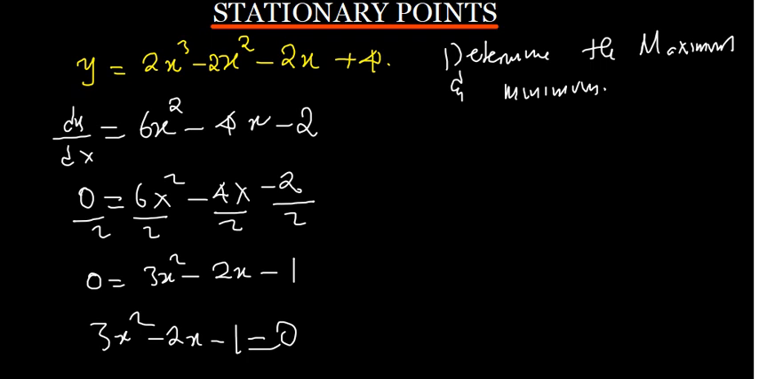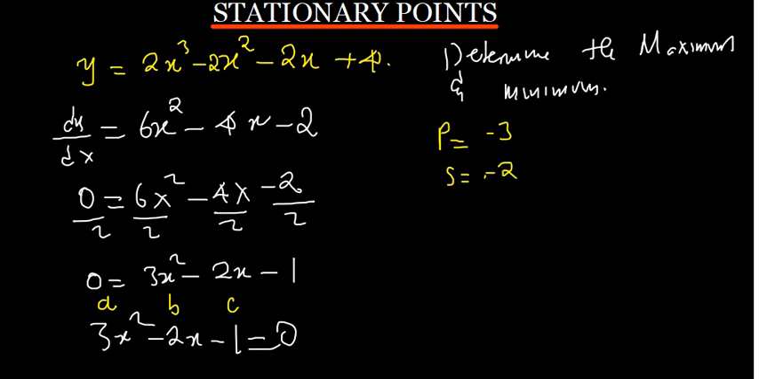Now this is a quadratic, right? So the number in front of x squared is called a. The number in front of x is called b. The number in front of 1 is called c. So we need to factorize this quadratic. And how do you factorize? You need to find the product. Now the product, you multiply a and c. So you multiply 3 and negative 1. That is going to give us negative 3. And then the sum, you get b. And b here is negative 2.